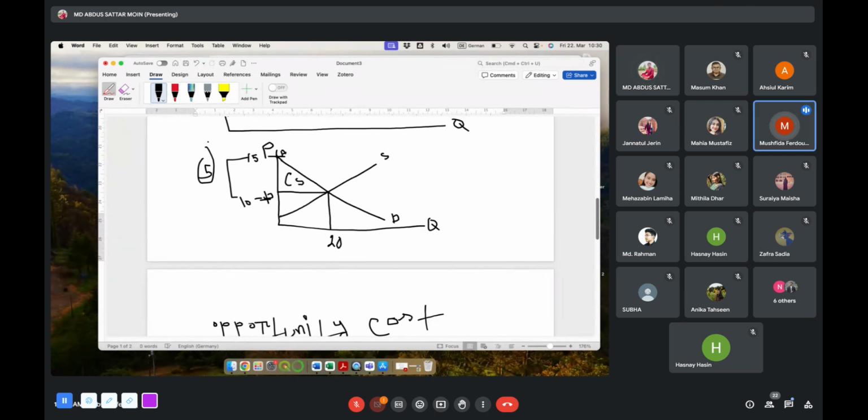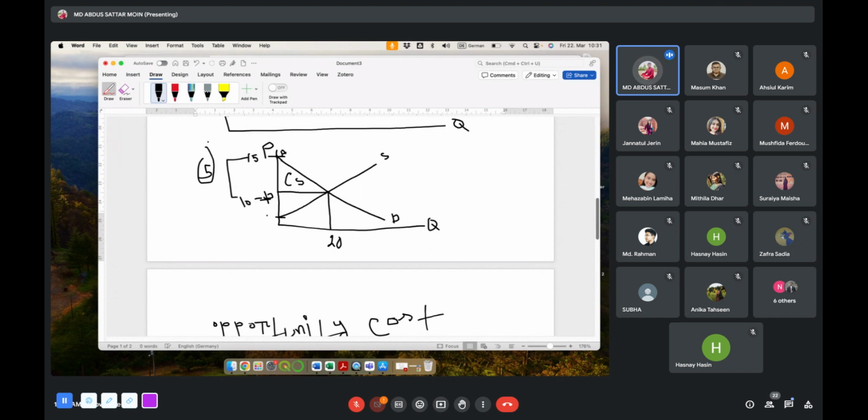And then, producer surplus. Let's say a producer also has some price in his mind: if someone offers me 5 taka, I might sell this product, because 5 taka is the minimum price I need to make some amount of profit. Lower than 5 taka, I am not going to sell my product, because then I am going to incur losses.